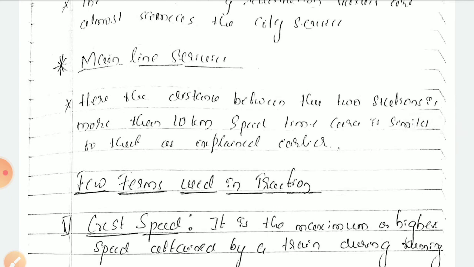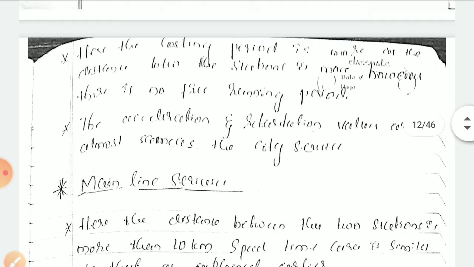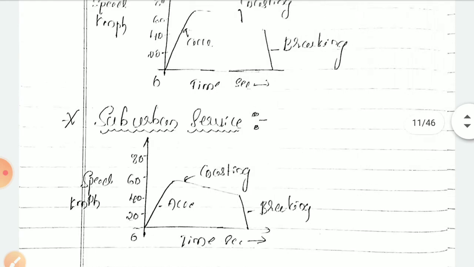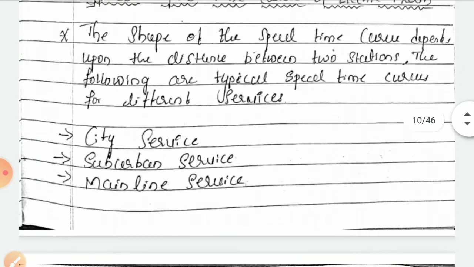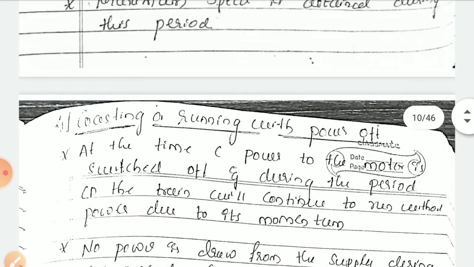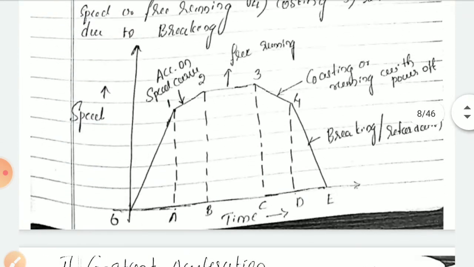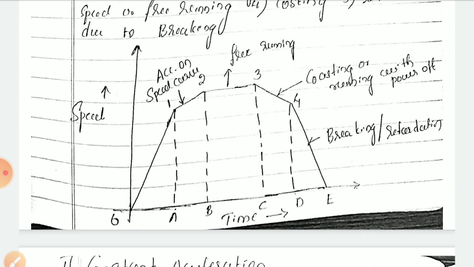Here the distance between two stations is around 10 kilometers, more than 10 kilometers, 20, 50, depending on the stations. So the distance is very high. The speed time curve is similar to what was explained earlier. That means this is the suburban service speed time curve, this is the city service speed time curve, and the mainline service speed time curve is this one.